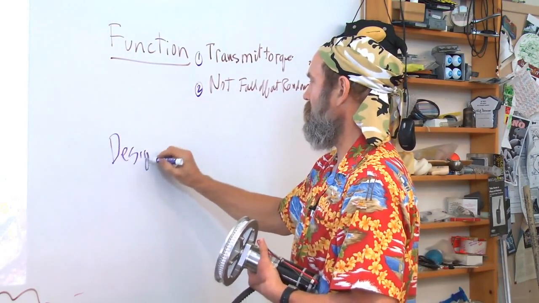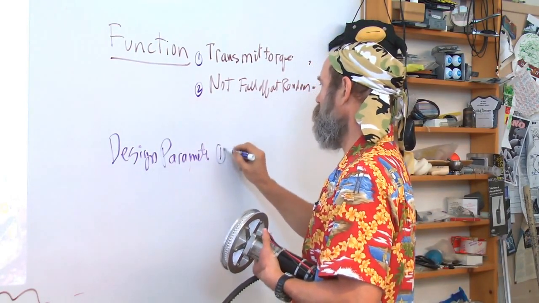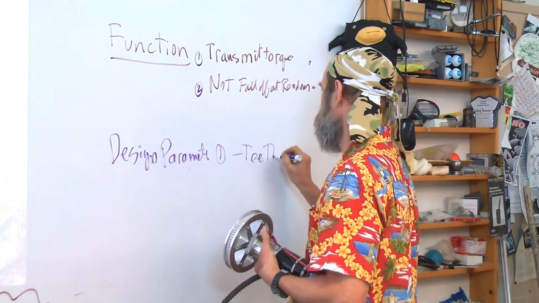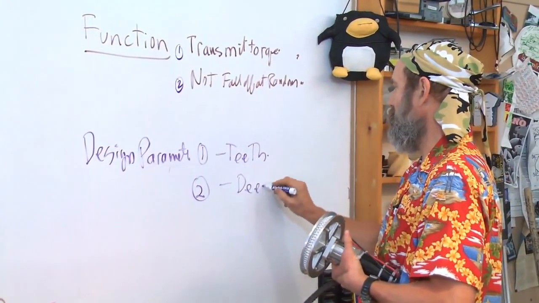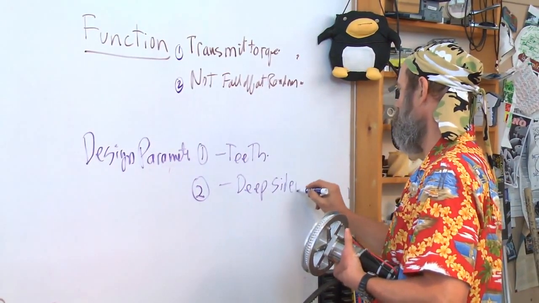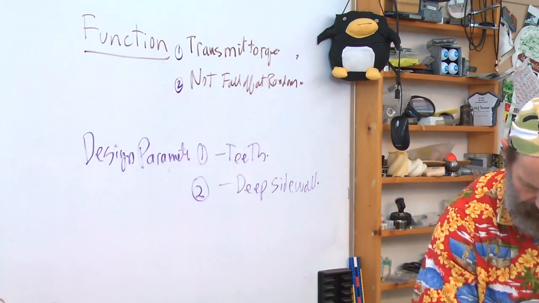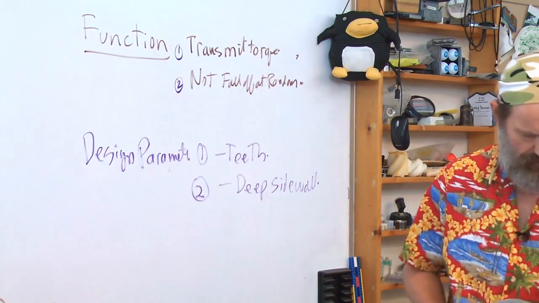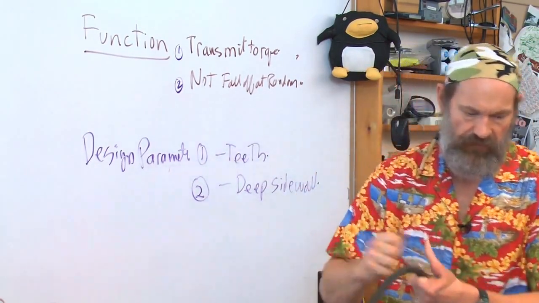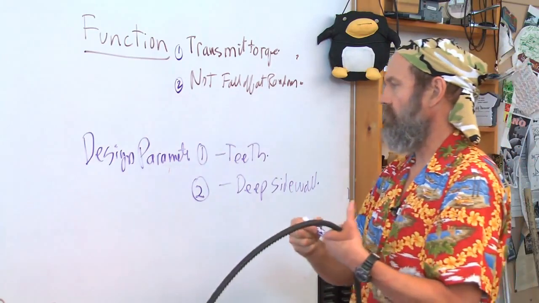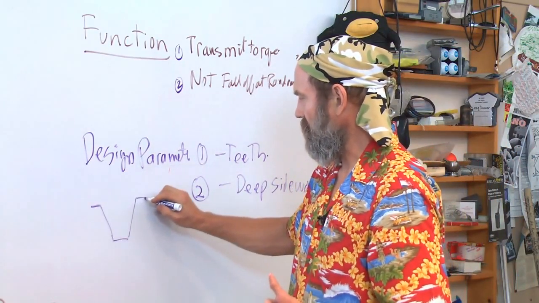So the design parameter we're going to use for function 1, design parameter 1, will be teeth. And for 2, it's going to be a deep sidewall. Now, what we have here in belt world is called a V-belt. And a V-belt is very often used, a very low-cost belt. It uses the principle of self-help.